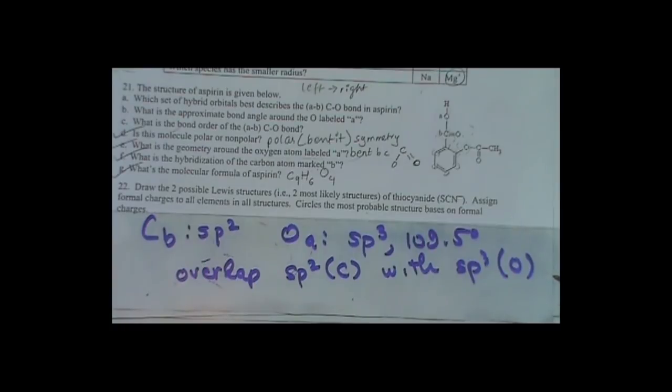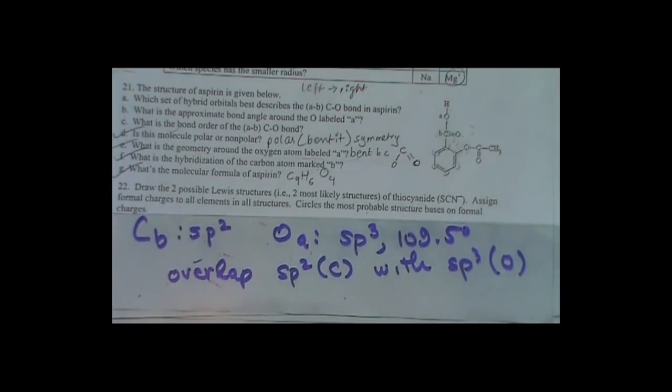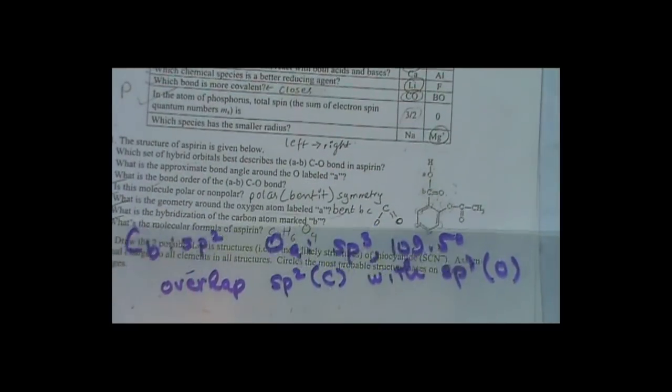Okay, C. What is the bond order of the AB bond? I don't know, I see 1, so I'm going to go with 1. Is that okay? It's 1 bond. No clear resonance that is as good as this structure. So I would just go with 1 because it's a single bond.